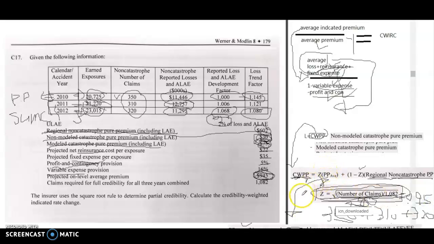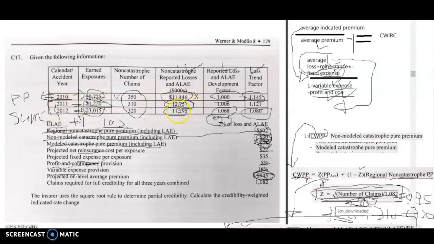And now the only thing we haven't calculated is the average pure premium. Here is the formula of the pure premium, which is non-catastrophe reported loss times LDF, this one, times LTF, this one, and then times ULAE, which is ULAE plus 1, which is 1.02, and then divided by the earned exposure. So, for example, to calculate the pure premium of 2010, it will be report loss times this one, and then times this one, times 1.02, divided by earned exposure.